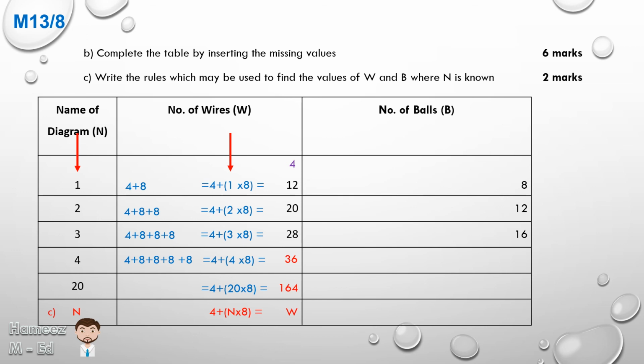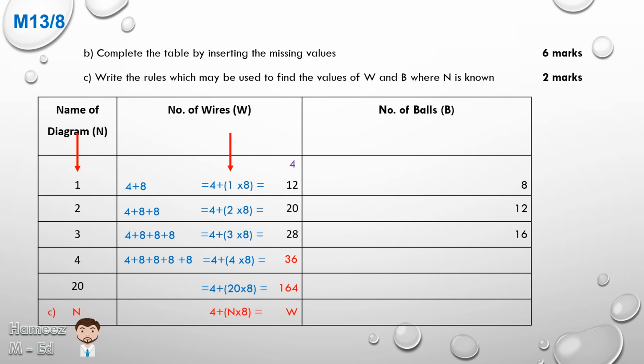Now let's look for a similar pattern in the third column, the number of balls B. In diagram 1, it is 8. In diagram 2, it is 12, so it increased by adding 4. In diagram 3, it is 16, so 12 add 4 is equal to 16. For each diagram, there's a difference of 4. So if we go backwards from 8, let's invent one. If there's a diagram 0, let's say, then we'd be subtracting 4.